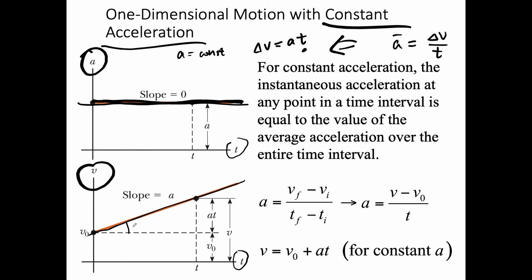So let's have our fundamental equation for constant acceleration motion. If we know the initial velocity of the motion, and we know the acceleration, we can predict what the velocity of the motion will be at any later time. It should be given by initial velocity plus a times t.